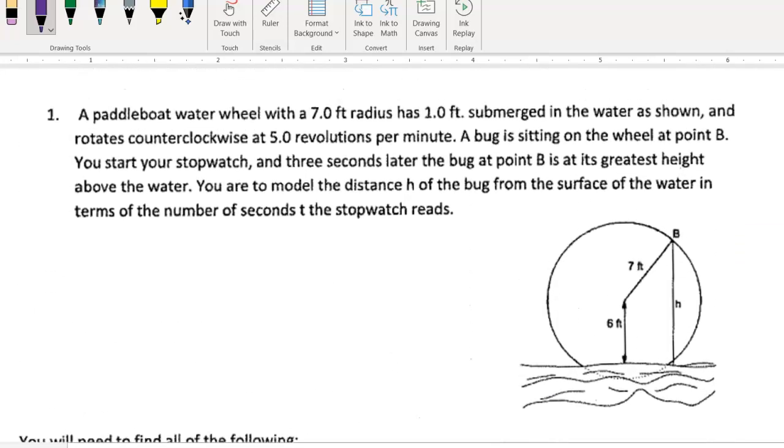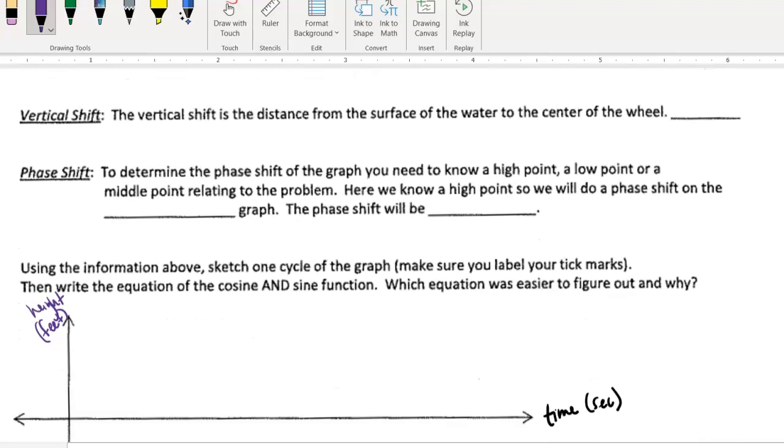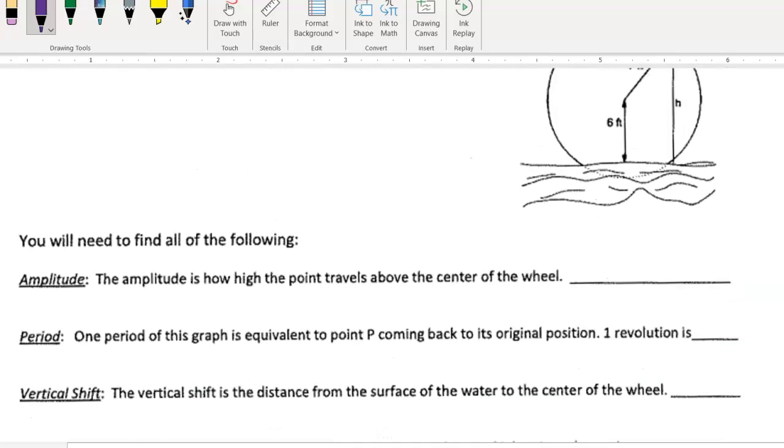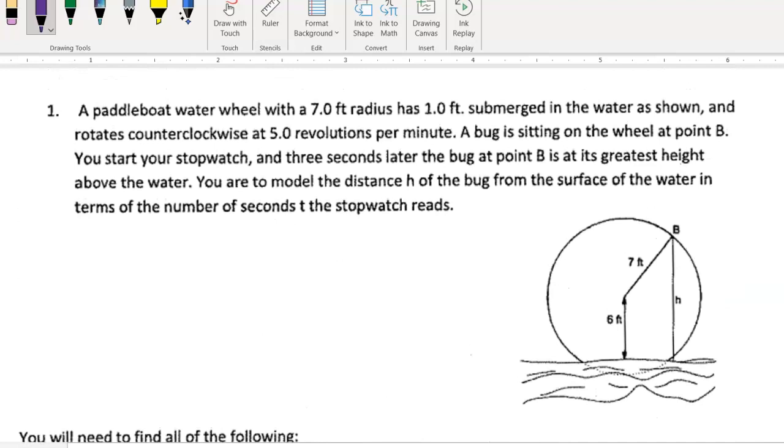All right, so let's see what we can figure out here. So there's some things that we want to find from our graph. We want to find out, like, what's the maximum point of the graph, what's the minimum point, and how has it been shifted horizontally, what's the phase shift, what's the vertical shift, what's the period, all those things that we've been talking about. So first, let's figure out what the maximum height would be.